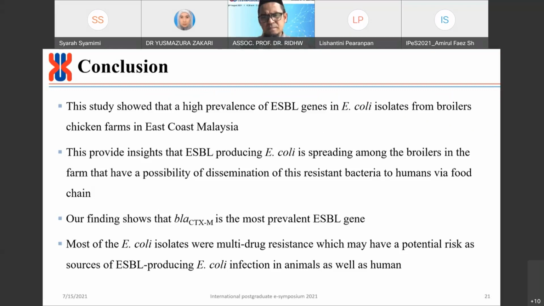Most of the E. coli isolates were multi-drug resistant, which may pose a potential risk of ESBL producing E. coli infections in animals as well as in humans.